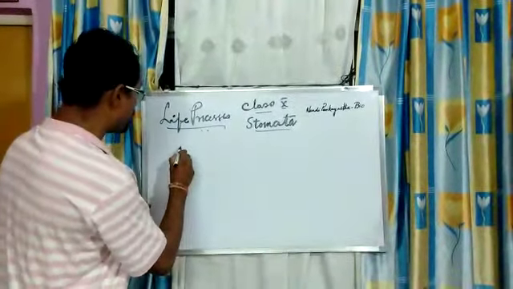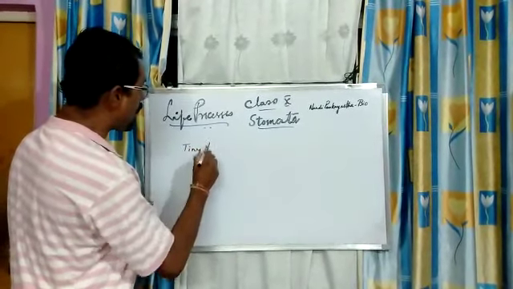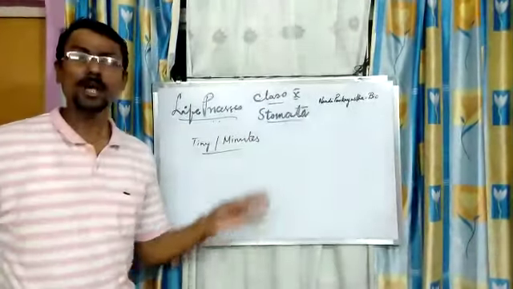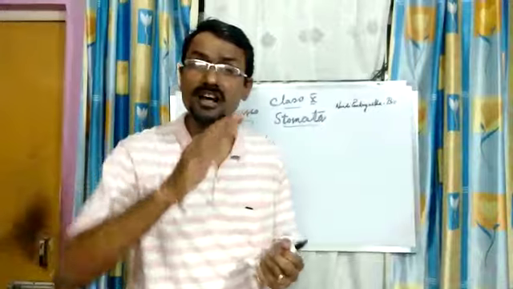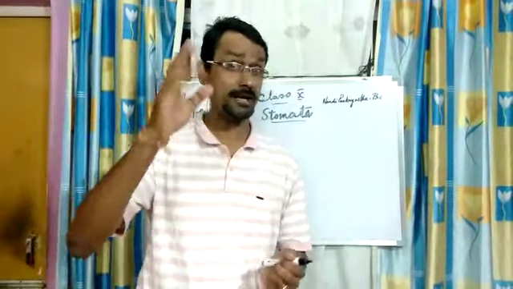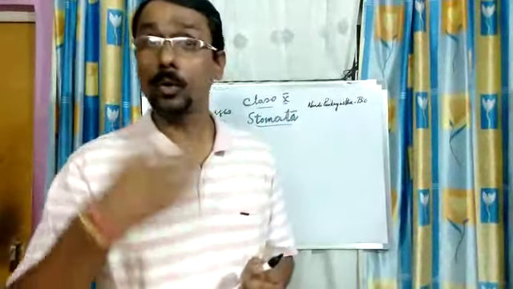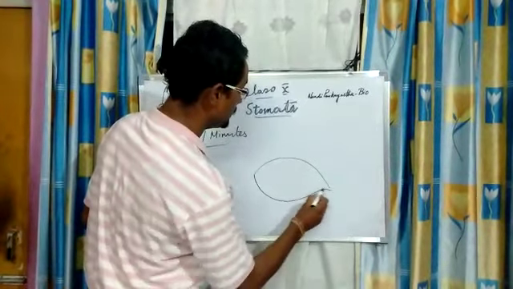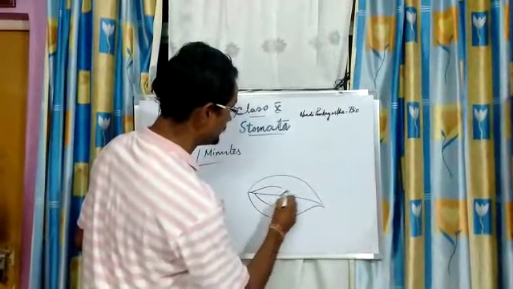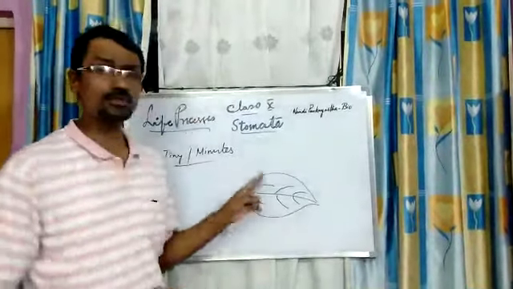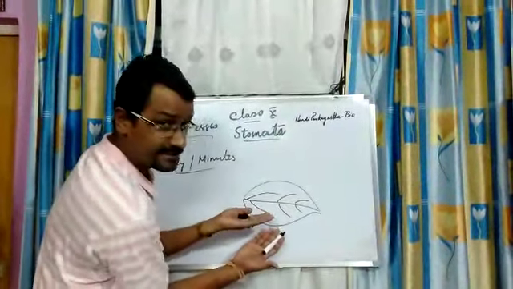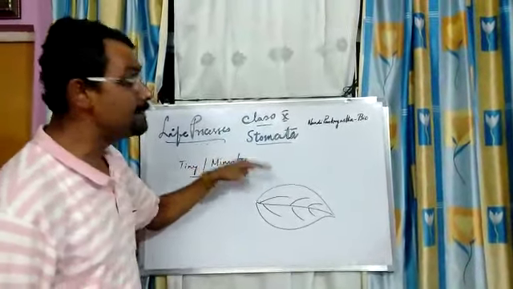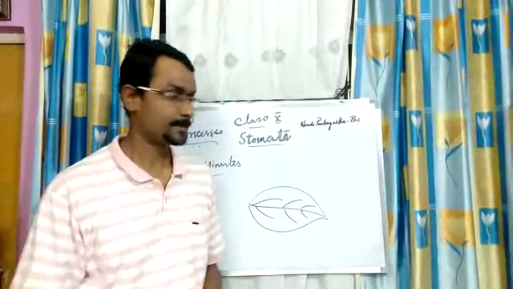Stomata are tiny or minute pores. What are they? They are tiny or minute pores present on the surface of the leaf. Now again, students, listen. There needs to be a question: which surface? This is a leaf. A leaf has two surfaces. This is the upper surface and there is another surface, that is the lower surface. Stomata are present on both surfaces.